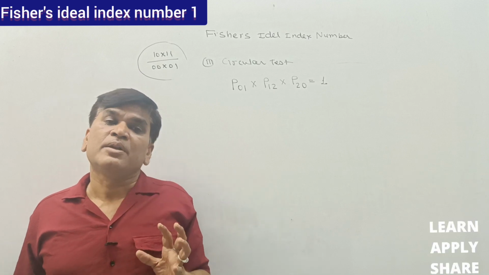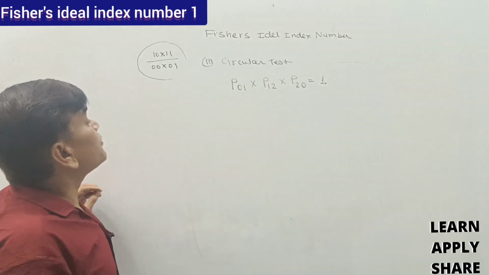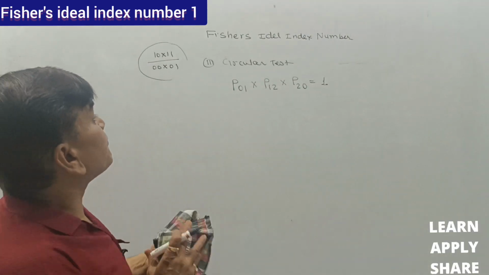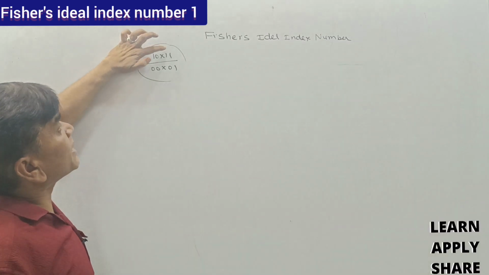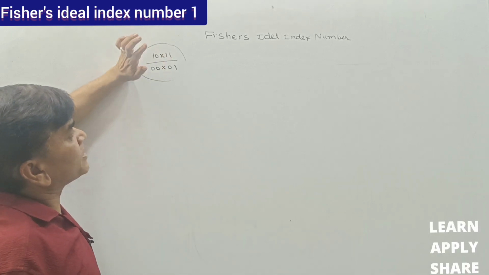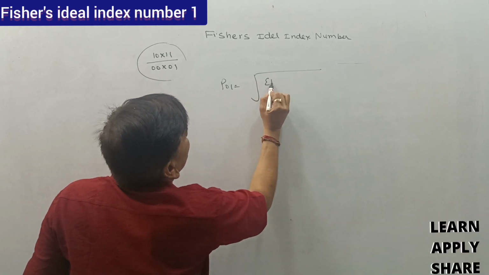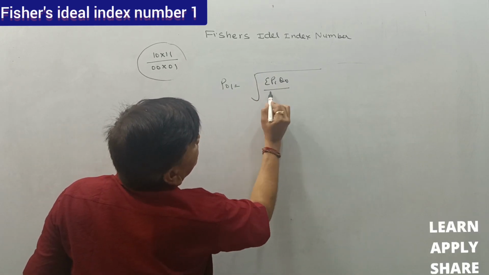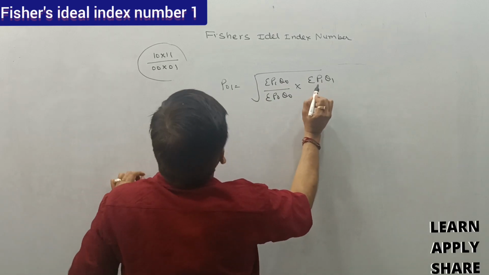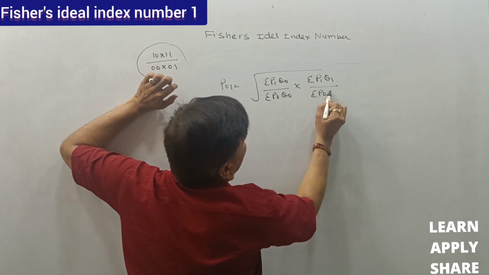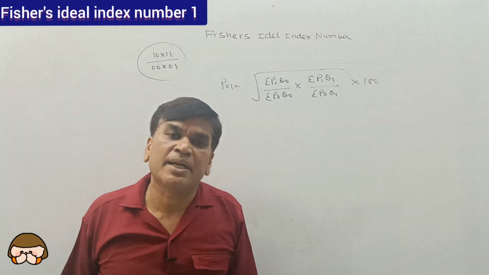So in this video we have discussed what is the Fisher ideal index number. For the Fisher ideal index number, first I told you to learn this symbol: 10 multiplied by 11 divided by 00 multiplied by 01. So the formula you can create very easily: sigma P1 Q0, that is 10, divided by sigma P0 Q0, that is 00, multiplied by sigma P1 Q1 divided by sigma P0 Q1, and multiplied by 100. So this is called the Fisher ideal index number.